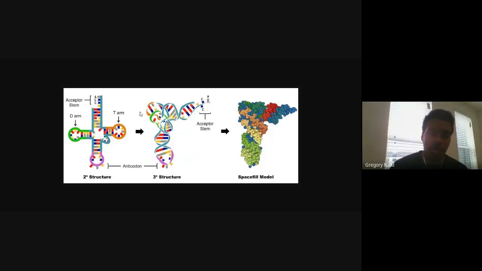So the anticodon is literally just a group of nucleotides that faces outwards. We can see there are three different ways of looking at this structure. This is a 2D model of a tRNA. There's a 3D model, which shows some of the folding of the tRNA, and here would be a space fill model.